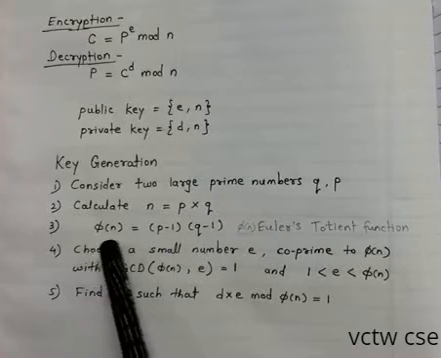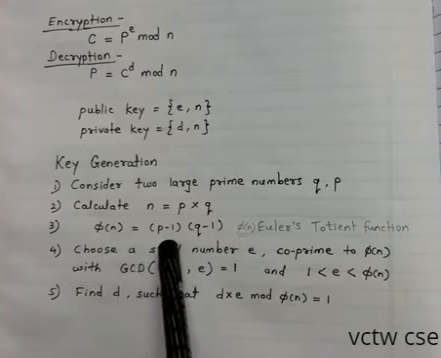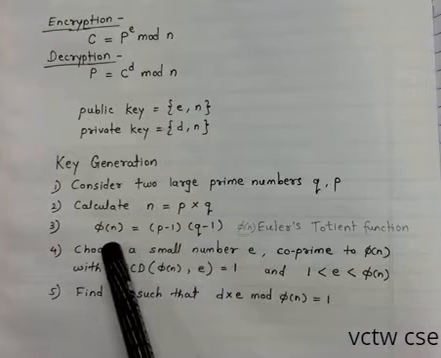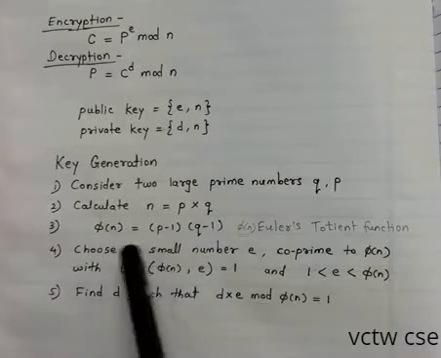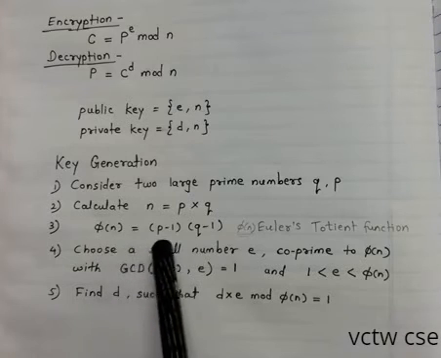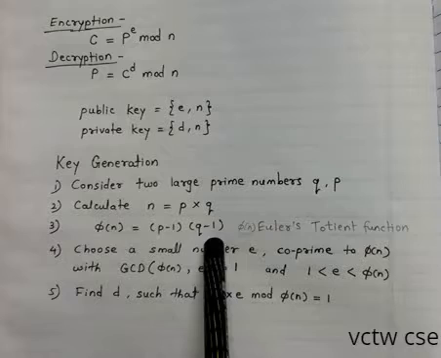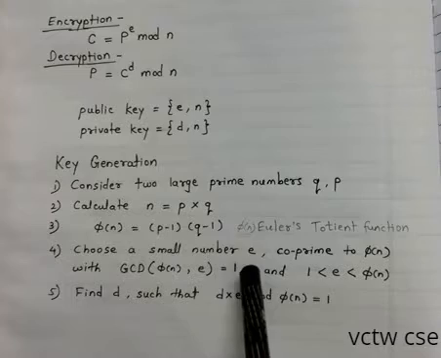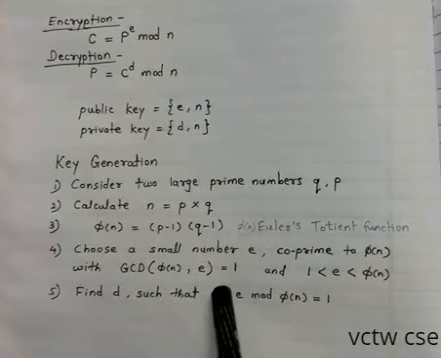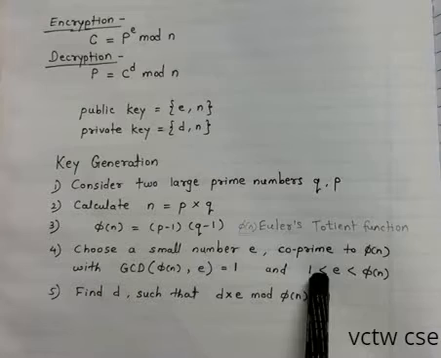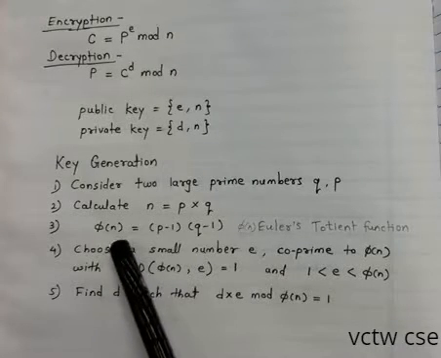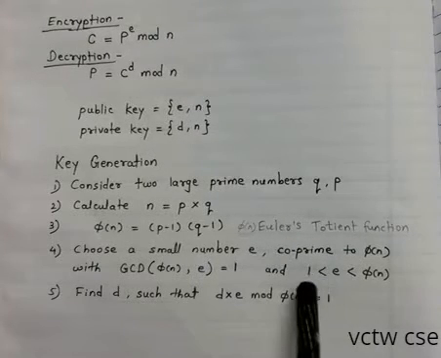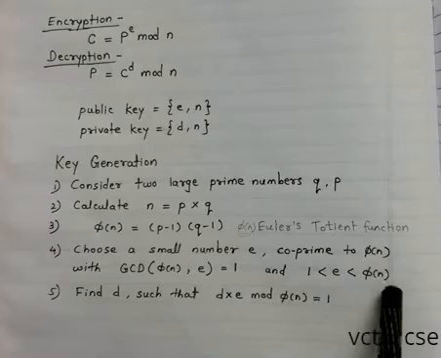And next step is phi of N is equal to P minus 1 into Q minus 1. Here phi of N is Euler's totient function, and which is calculated as P minus 1 into Q minus 1. And the next step is to select public key E such that it should satisfy the two conditions, that is GCD of phi of N and E is equal to 1, and E should be greater than 1 and it should be less than phi of N.